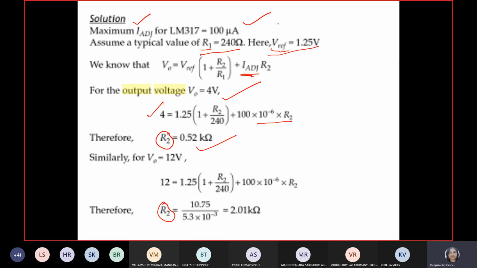Guys, do you have any doubt for this example?